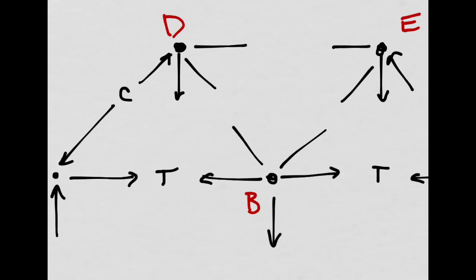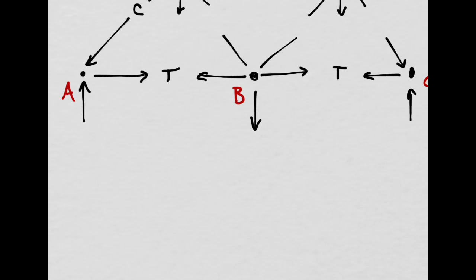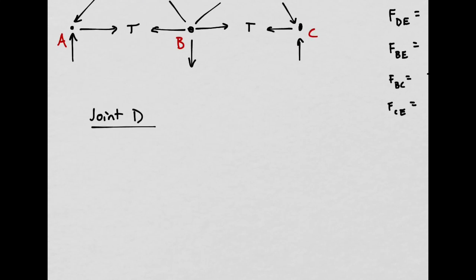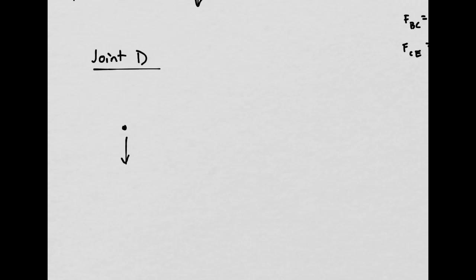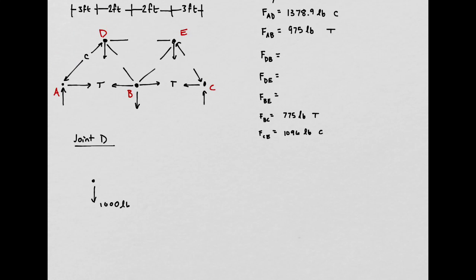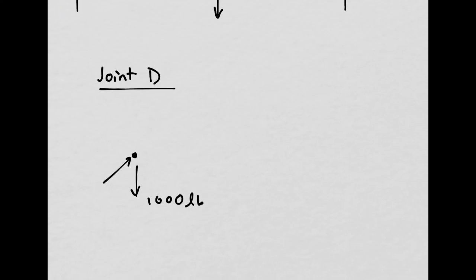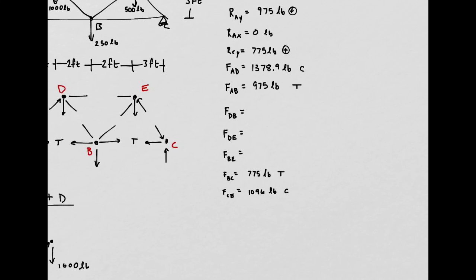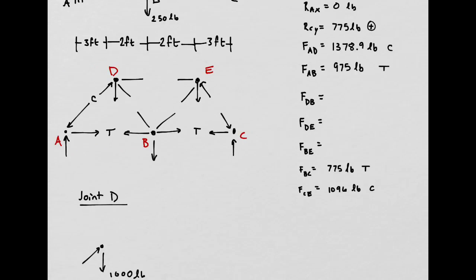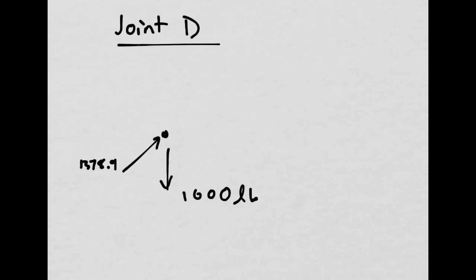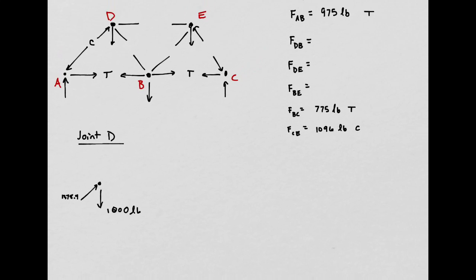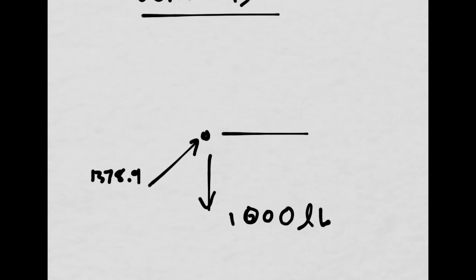I'll do joint D. So I'm going to focus on joint D, and let's draw the free body diagram for that. I know that the force pulling down was 1,000 pounds. And then I have the force of AD, which was 1,378.9 pounds. And I have just a single x component, and an x and a y component here.